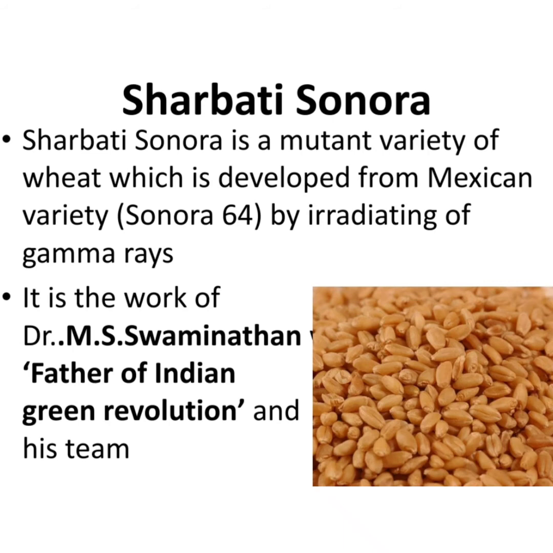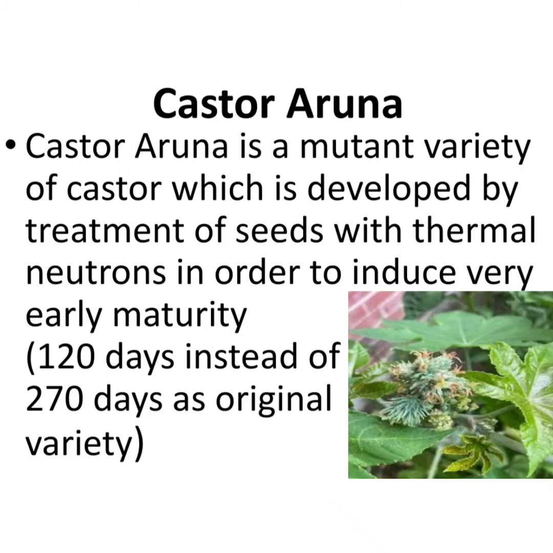Now, something about the Sharbati Sonora. Sharbati Sonora is a mutant variety of wheat which was developed from Mexican variety Sonora 64 by irradiation of gamma rays. It is the work of Dr. M.S. Swaminathan, who is called the father of the Indian Green Revolution, and his team. Castor Aruna. Castor Aruna is a mutant variety of castor which was developed by the treatment of seeds with thermal neutrons in order to induce very early maturity. 120 days maturity instead of 270 days as in the original variety.